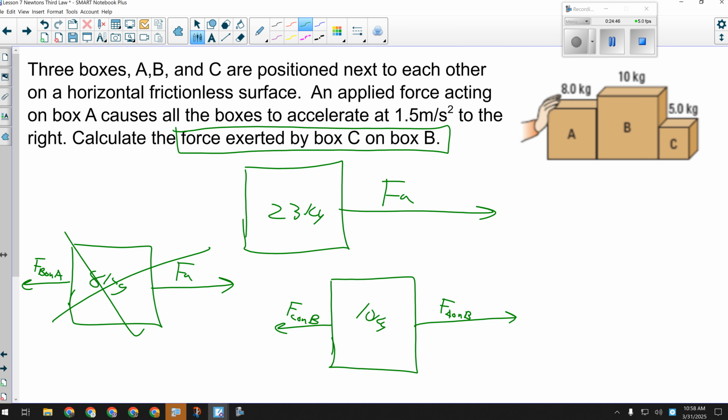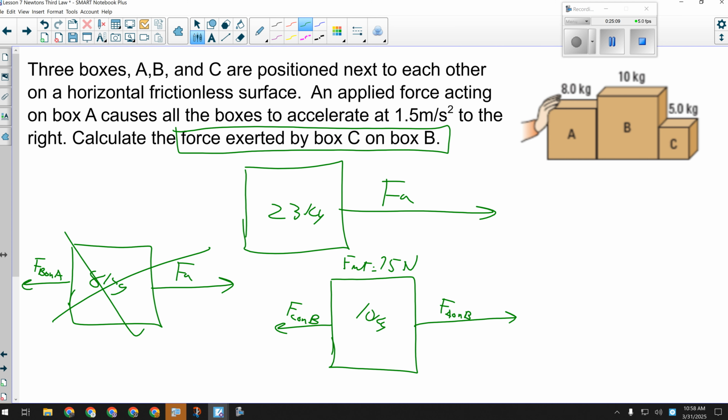I could get the net force. That's no problem. The net force on box B is 10 times 1.5. All right, yay, it's 15 newtons. That doesn't help me. I don't know either of the two forces that contribute to that. This is usually where people quit. They're like, okay, well, that's the force I'm supposed to find. I got no way to find it. I quit. Okay, is there still a third box?